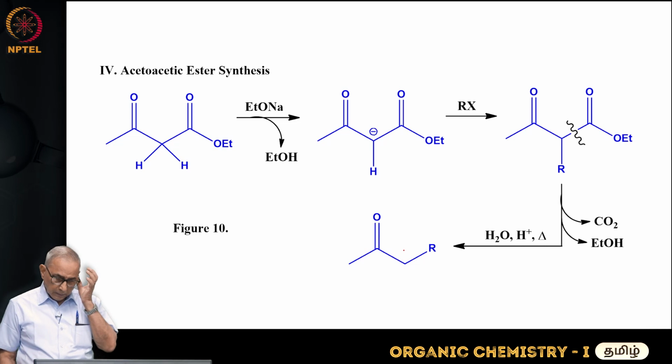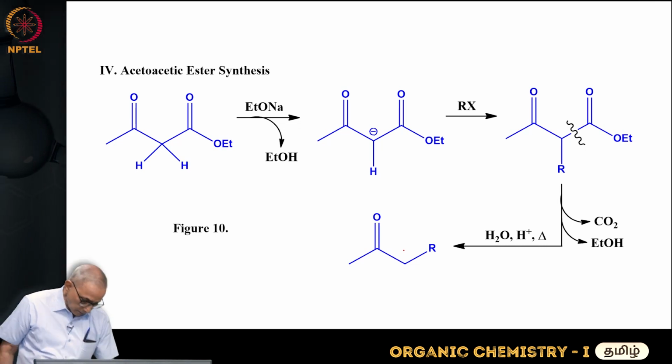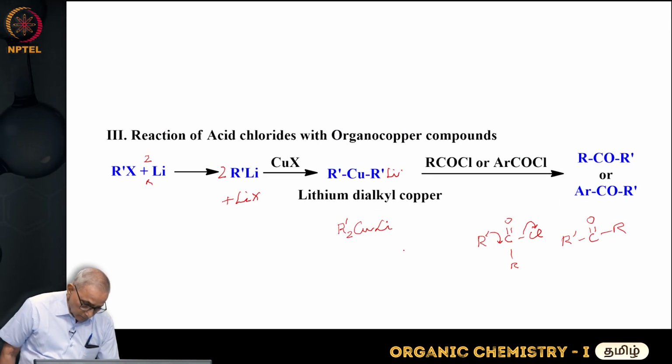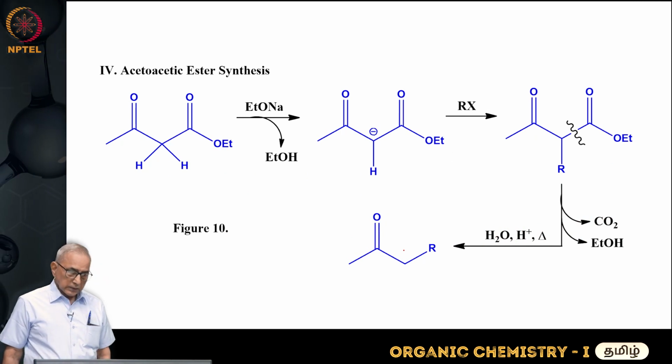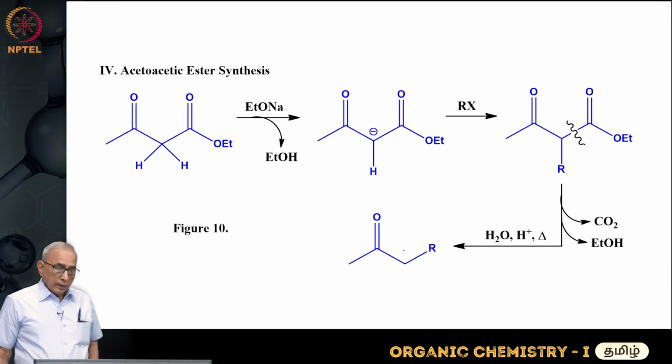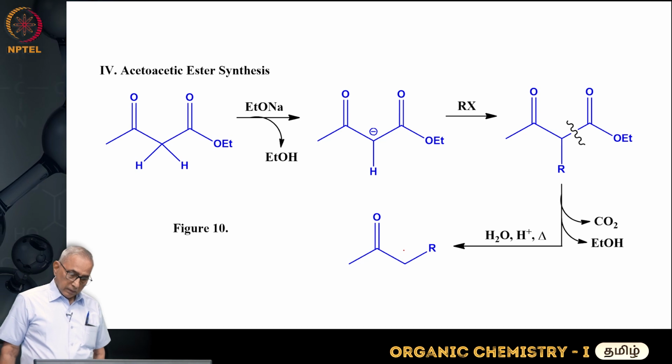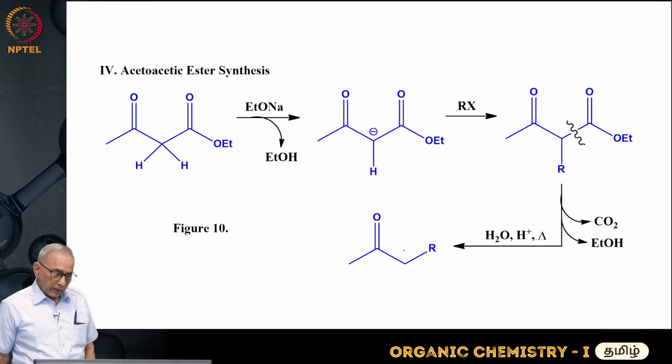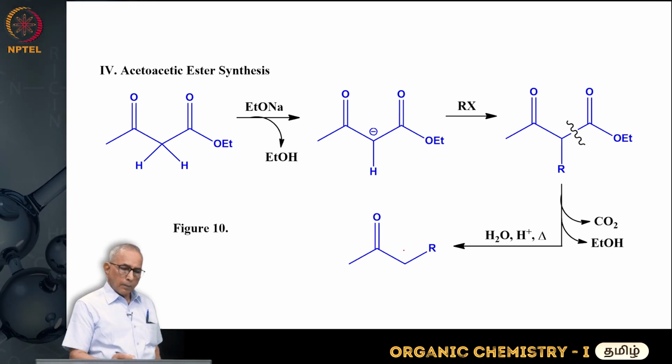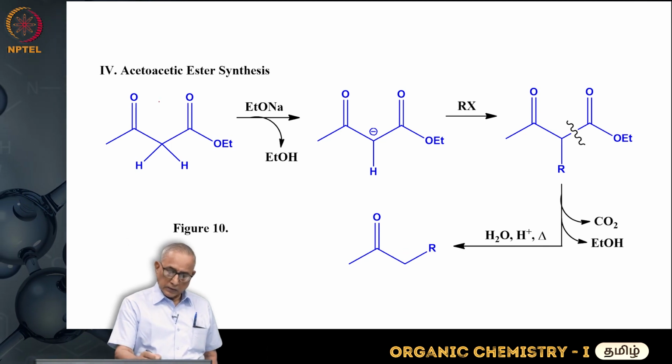Okay. Next is acetoacetic ester synthesis. This is another important method to form the ketone. The compound is called ethyl acetoacetate.